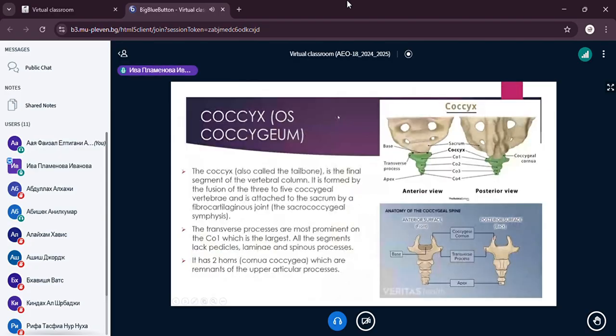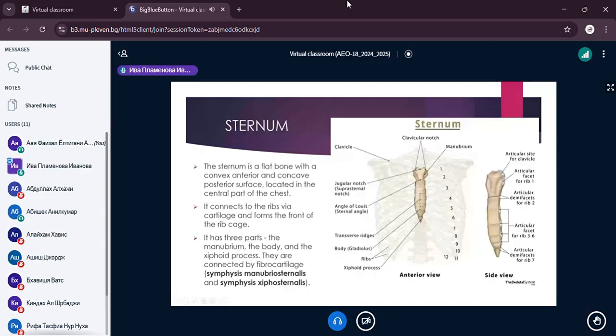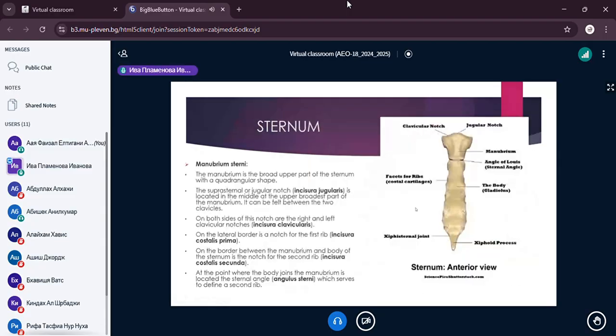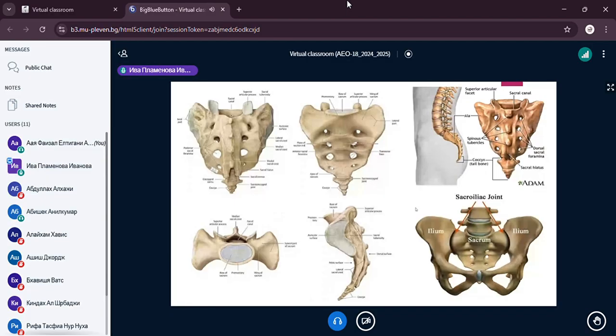Next time we will continue with the bones of the thorax. We have to talk about the sternum and the ribs. Yeah, sternum and the ribs. If you have free time, you can read about the spine.